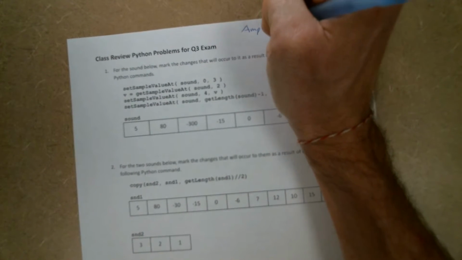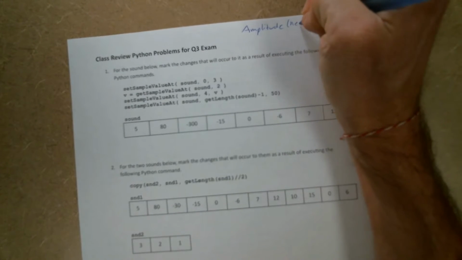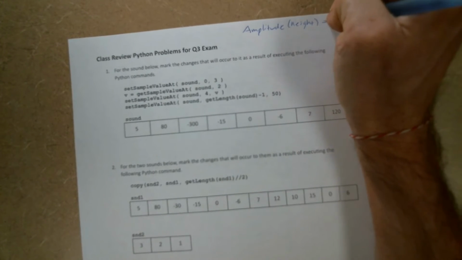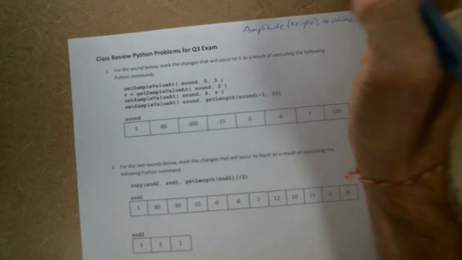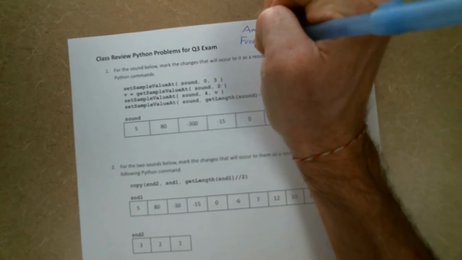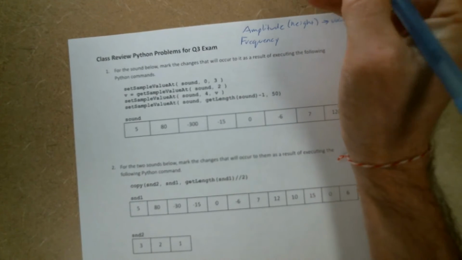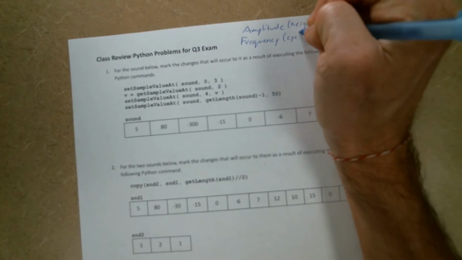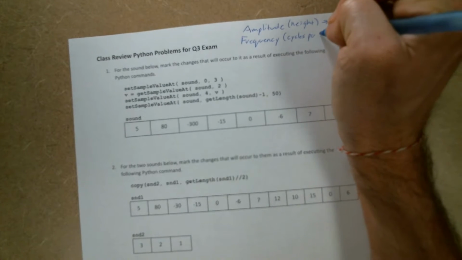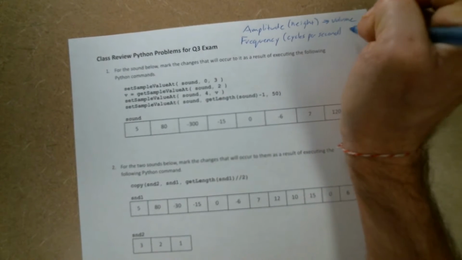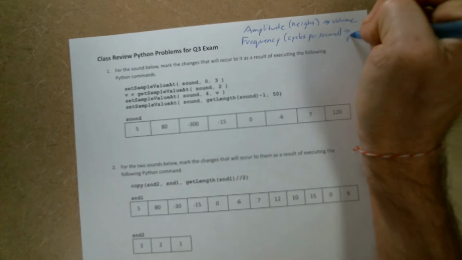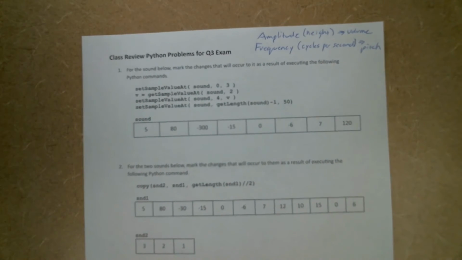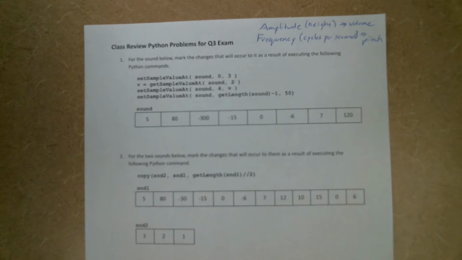So we've got the amplitude, which is the height of a sound wave, and it affects the volume. And then we have the frequency of the sound wave, which is the cycles per second, and that affects the pitch. So all that general stuff that we learned is fair game when it comes to what you could see on this exam.